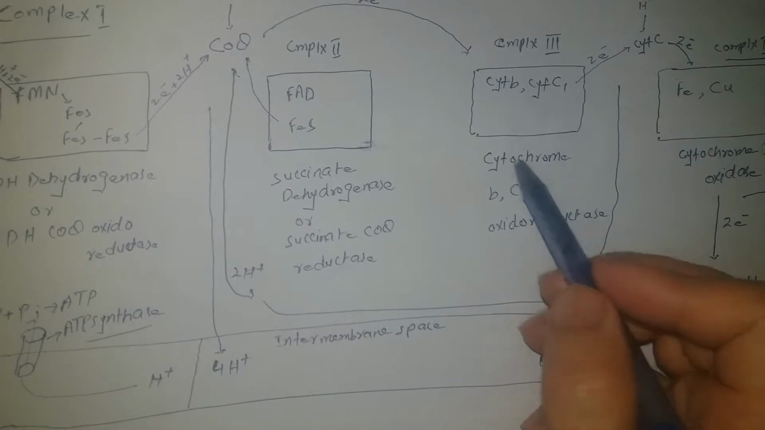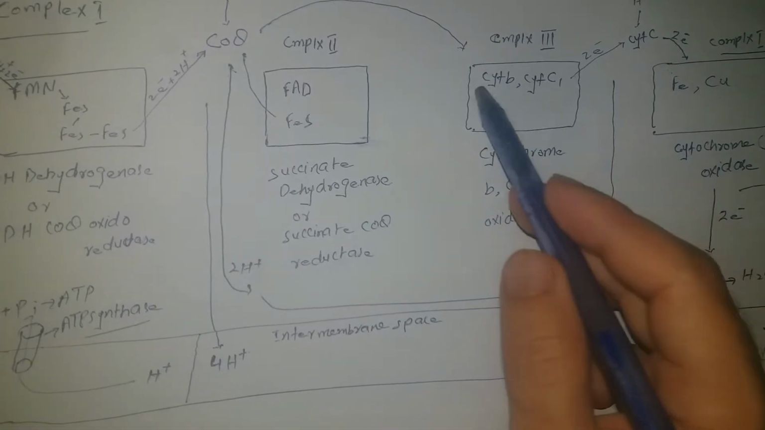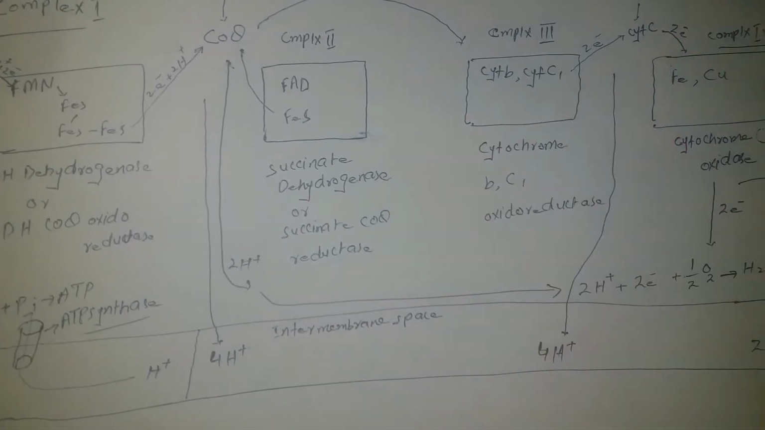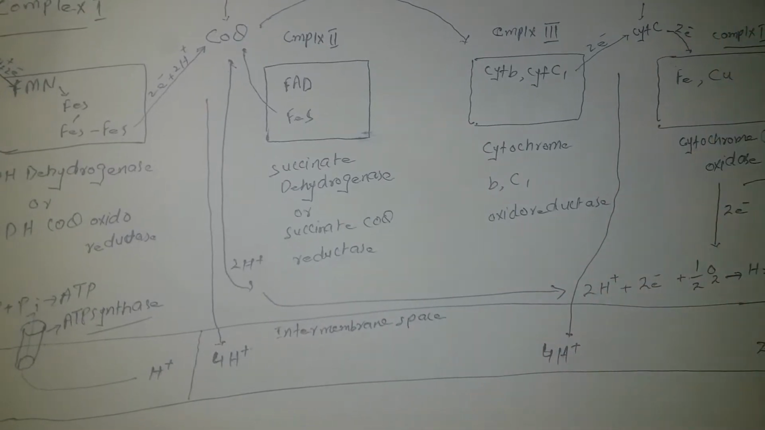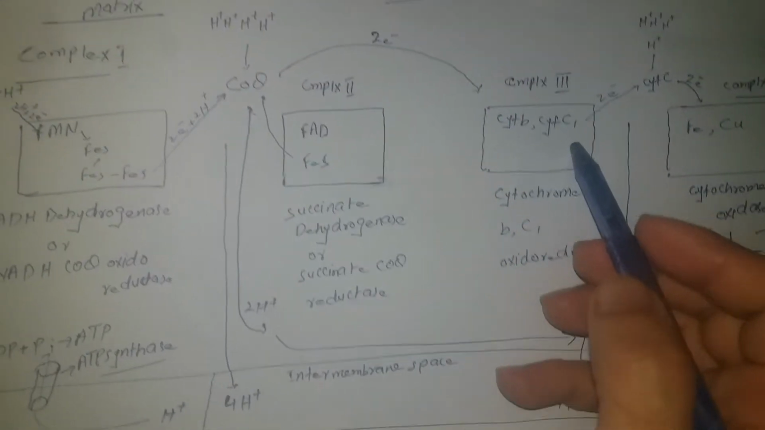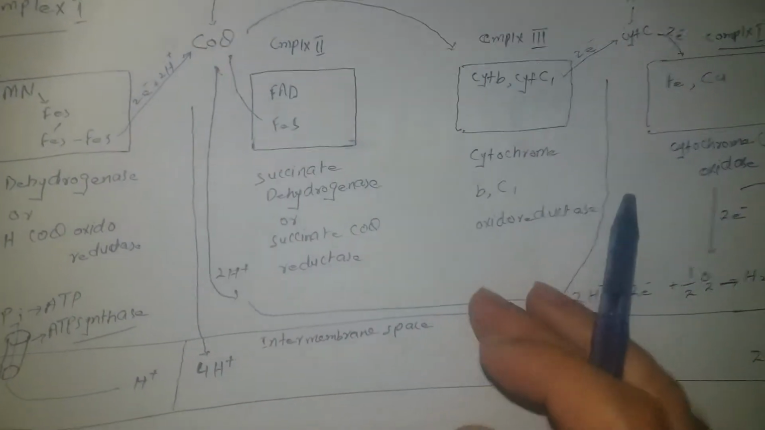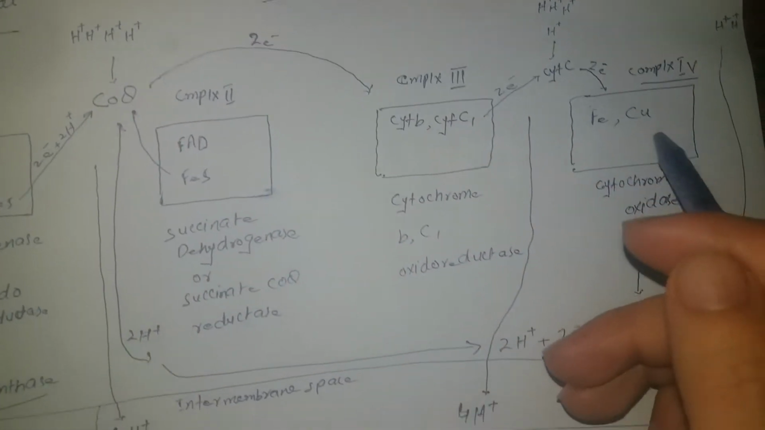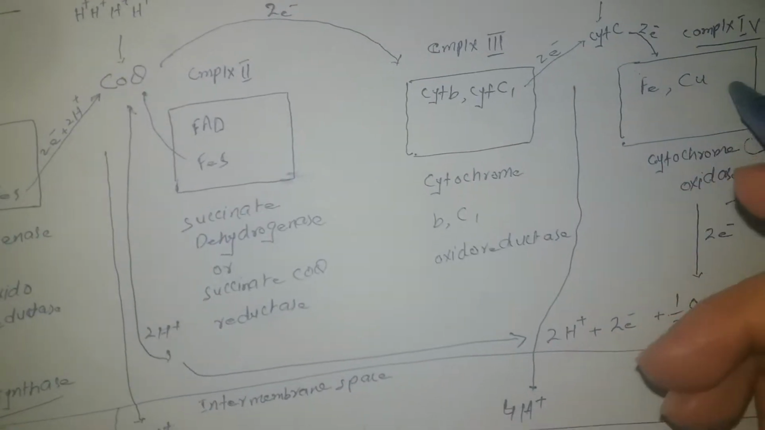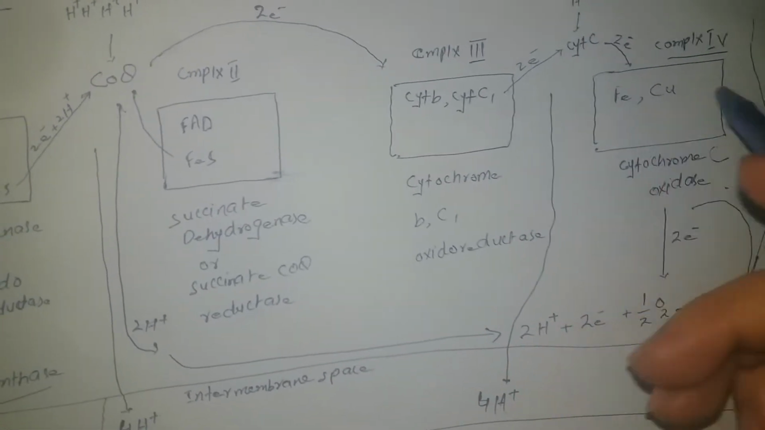Because this enzyme is oxidizing cytochrome B, it is removing electrons from cytochrome B and adding these electrons to cytochrome C. Actually, these electrons came from here. That's why these two electrons are then given to complex 4, which consists of iron and copper. First given to the iron, then copper.